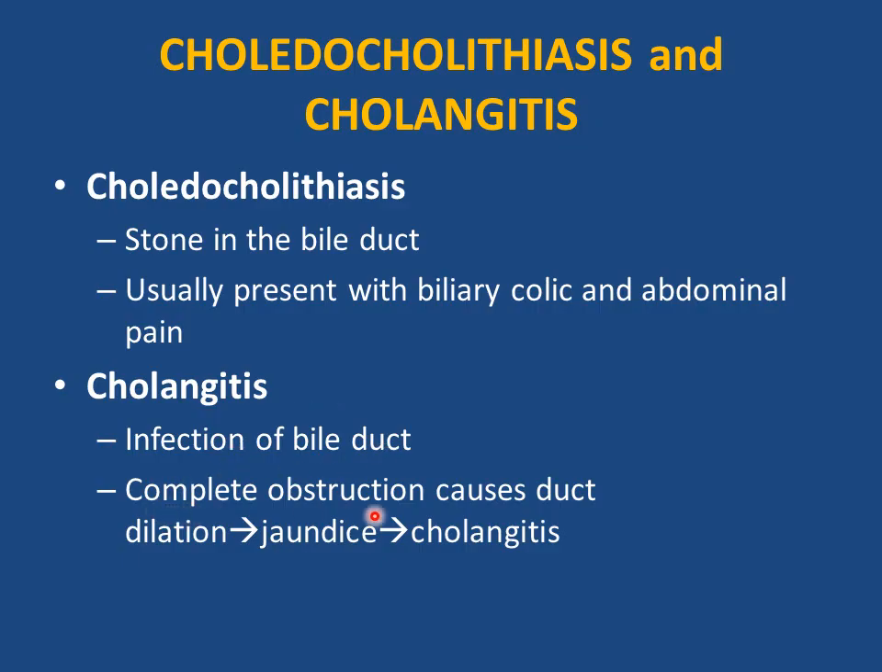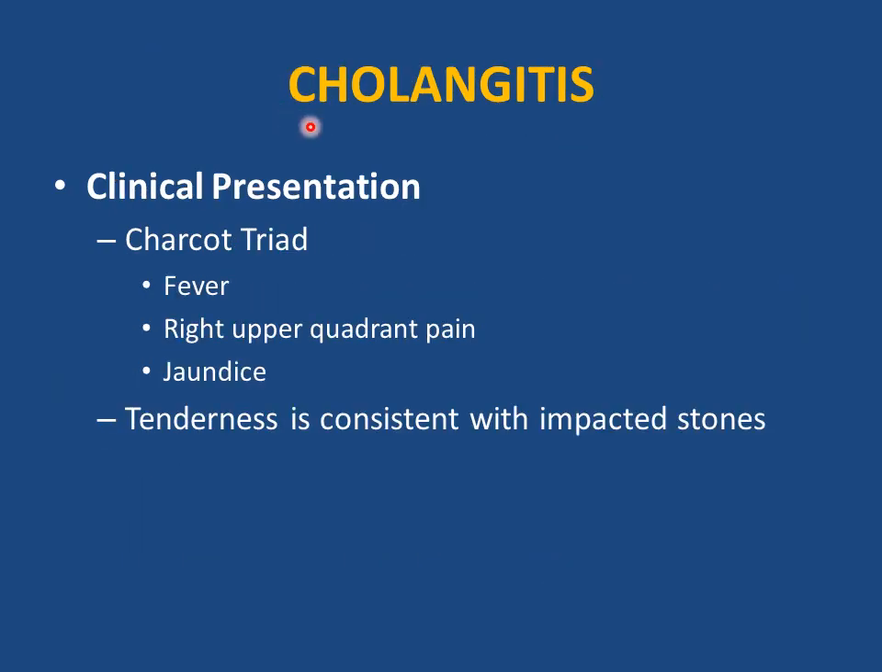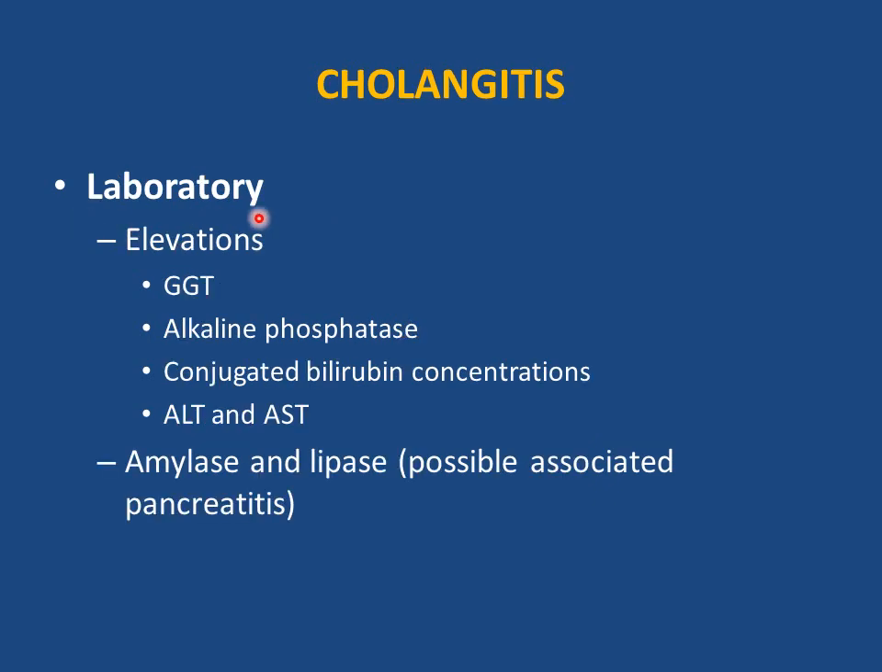The mechanism is complete obstruction of the bile duct to cause dilation, then jaundice, and then bacterial proliferation and cholangitis. Clinical presentation of cholangitis: Charcot triad, fever, right upper quadrant pain, jaundice. Tenderness is consistent with impacted stones. Laboratory evaluation of cholangitis: elevation of GGT, alkaline phosphatase, conjugated bilirubin, AST, and ALT. If amylase and lipase are elevated, there is a possibility of associated pancreatitis.